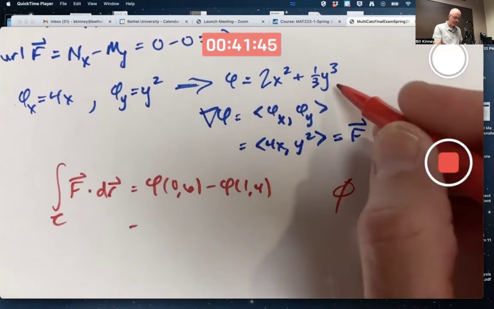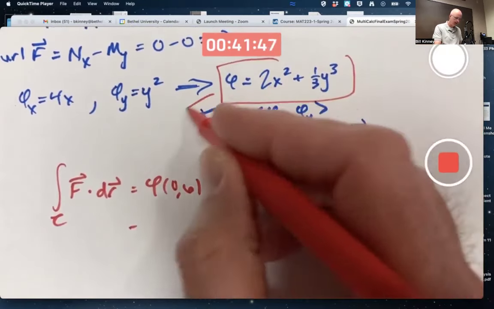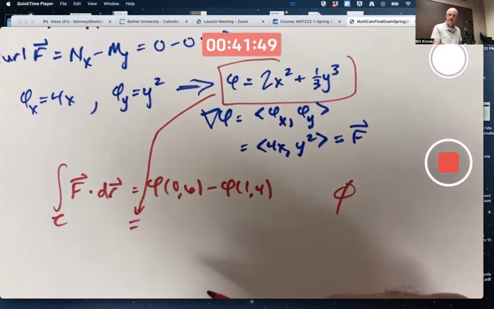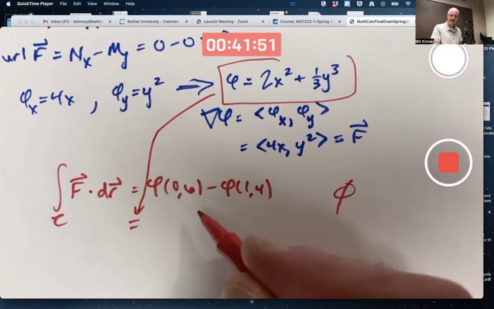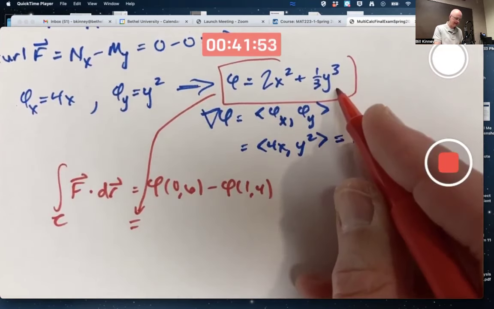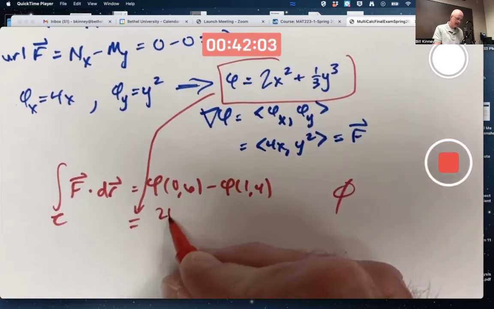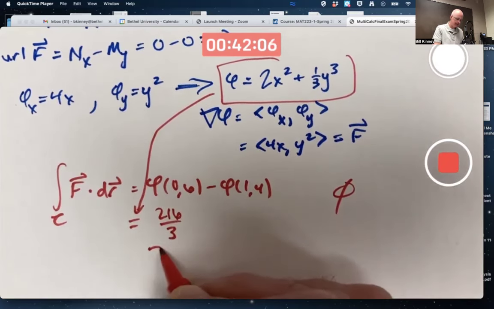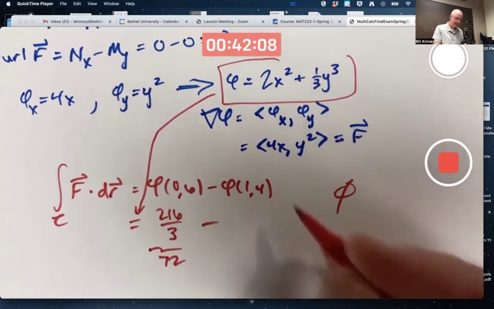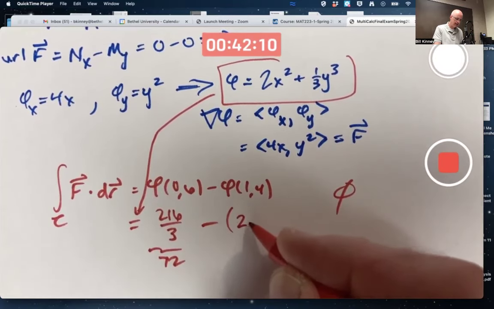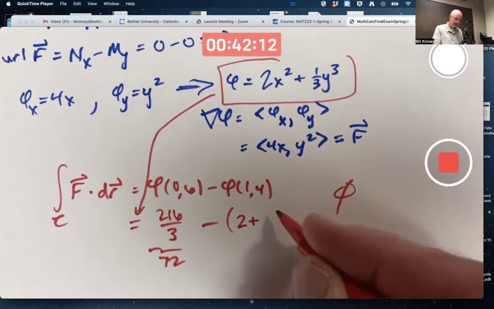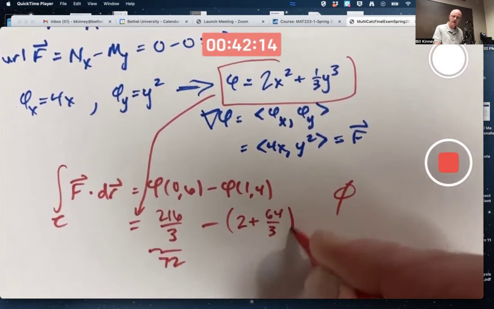Use this function now from part A. Phi of 0,6 is going to be 0 plus 6 cubed over 3. 6 cubed is what, 216, I think? Yep, 216 divided by 3, which will be 72, minus phi of 1,4, that'll be 2 plus 4 cubed is 64, divided by 3.